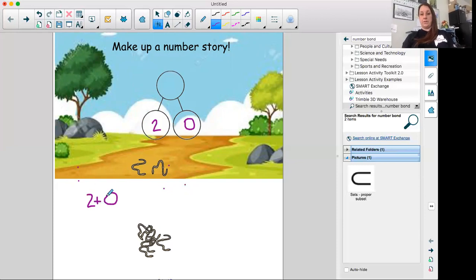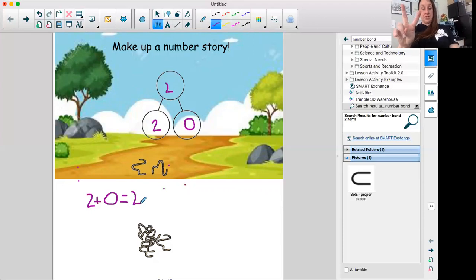Put up 2 fingers. 2 plus 0 is how many worms? 2 equals 2. 2 worms plus no more worms is just 2 worms, and that's why I only have 2 worms.